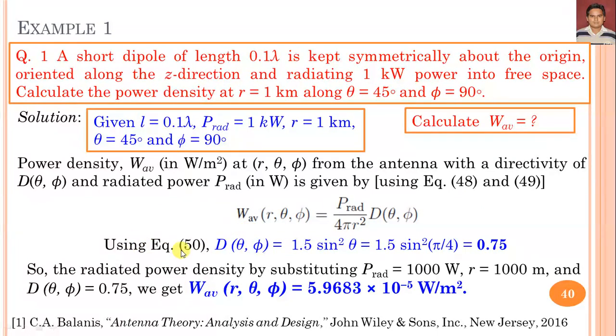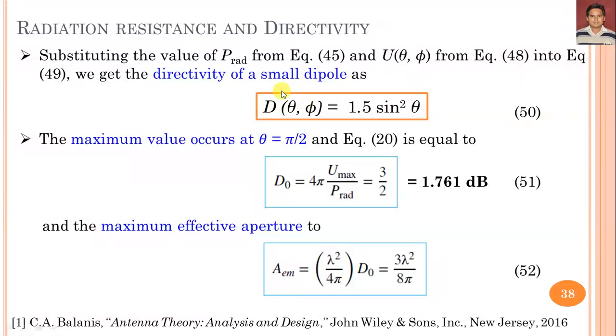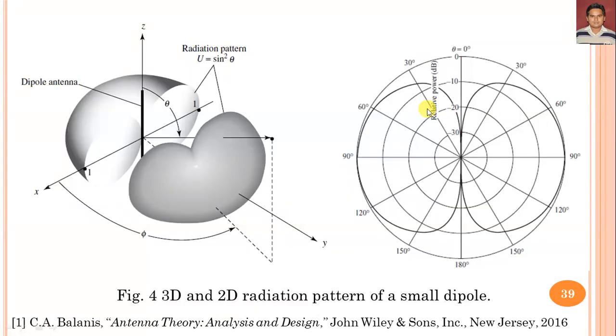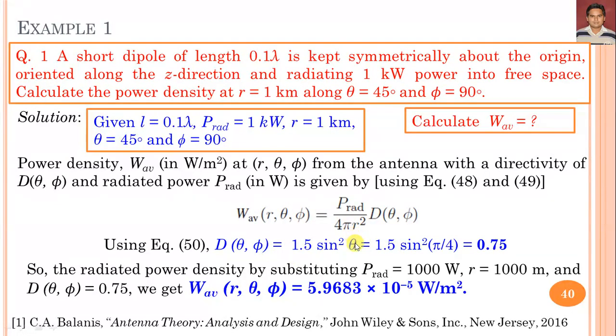Using equation 50, the directivity D(theta, phi) is equal to 1.5 sin square theta for a short dipole. Putting theta equal to 4 pi by 4, instead of 45 degrees (45 degrees and pi by 4 are the same, one in degrees and one in radians), we have calculated the value of 0.75. So for the radiated power density, by substituting the value of P radiated, r and D(theta, phi), we get W average (r, theta, phi) equal to 5.9683 into 10 to the power minus 5 watt per meter square. This is how we can solve the short dipole problem, and this is the standard procedure that we have discussed here.